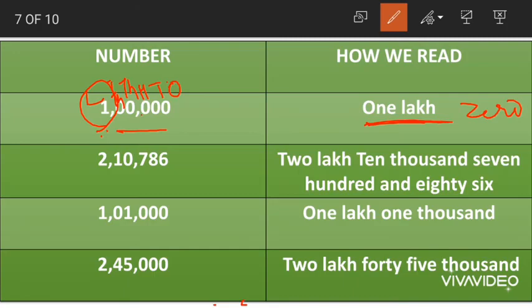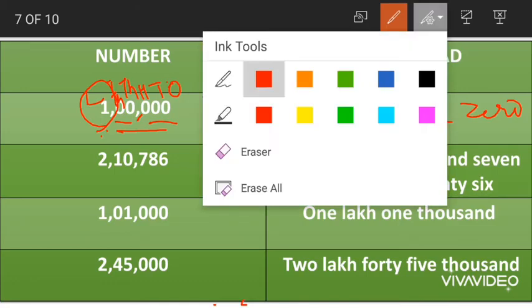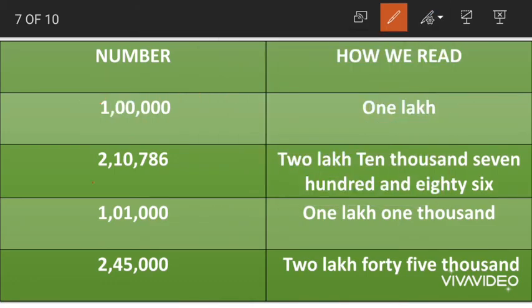Coming to the second number, 2,10,786, and look at the commas here. We put the first comma after 3 digits, and then we put the second comma after 2 digits. See, first one after 3 and then after 2 digits. Again, let us write the place values. Ones, tens, hundreds, thousands, 10,000s and lakhs.